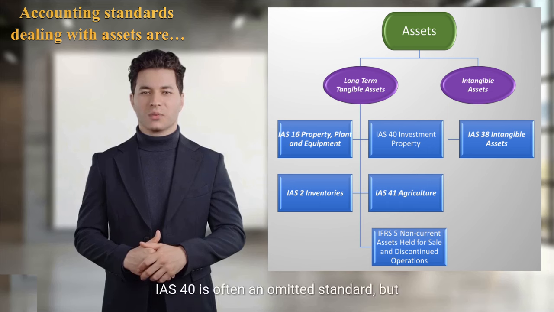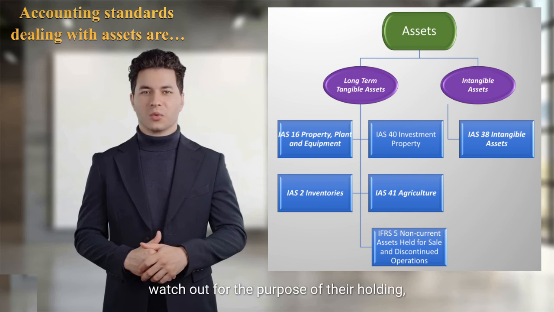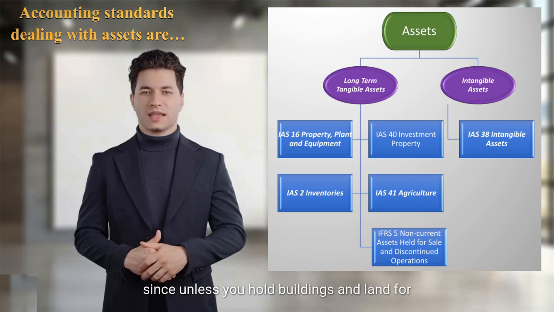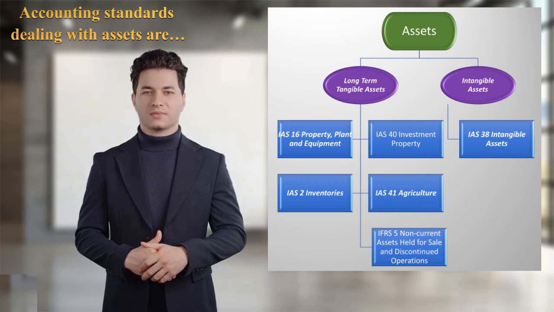IAS 40 Investment Property. IAS 40 is often an omitted standard, but when it comes to land and buildings, watch out for the purpose of their holding, since unless you hold buildings and land for your own production or administration, then IAS 40 applies.